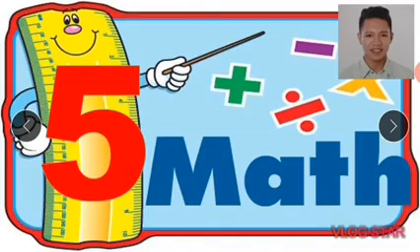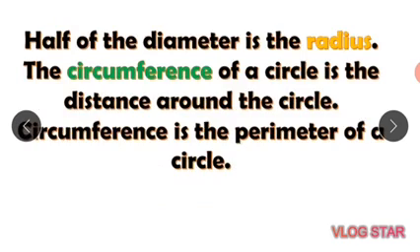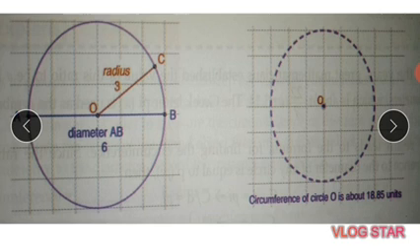Hello class, good morning. Our topic for today is circumference of a circle. So when you say circle, a circle is a plane figure made up of points that are equidistant from the center. The line segment that runs through the center of a circle and has endpoints on the circle is called a diameter. So half of the diameter is the radius. The circumference of a circle is the distance around the circle. The circumference is the perimeter of a circle.